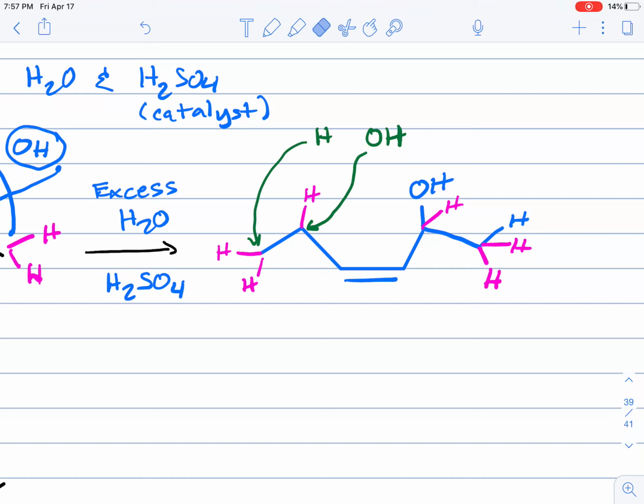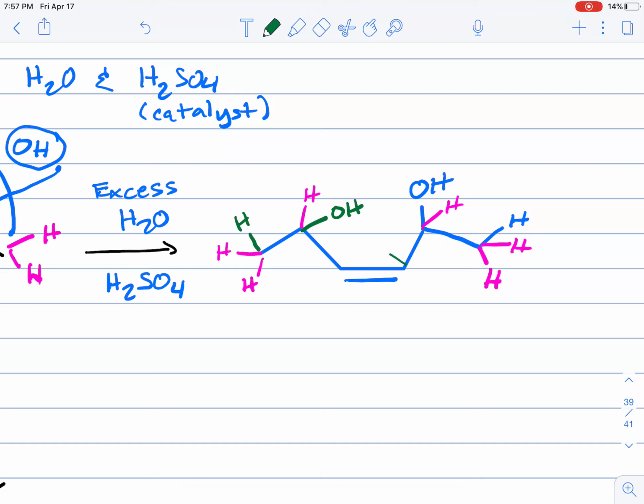And so the resulting structure that we get, and remember that double bond disappears because the electrons in that double bond are now shared between the new hydrogen and the new OH group that it's attached to. Okay.